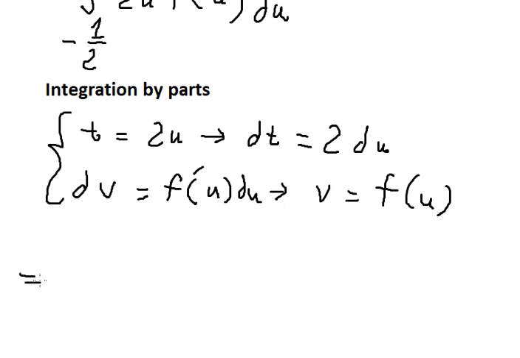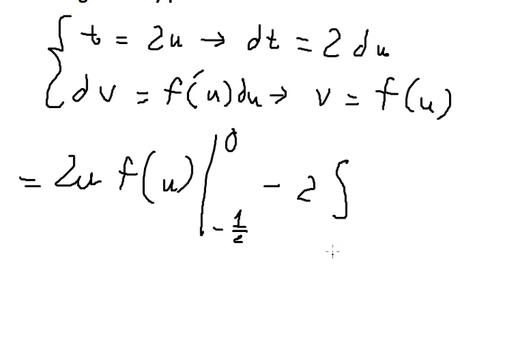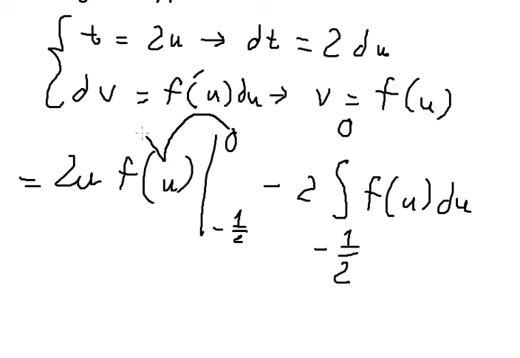So we have t multiplied by v, so we have 2u f of u. And we put the bounds from negative 1 over 2 to 0, minus dt multiplied by v. So we have 2, and we have the integration from negative 1 over 2 to 0, and we have f of u du.